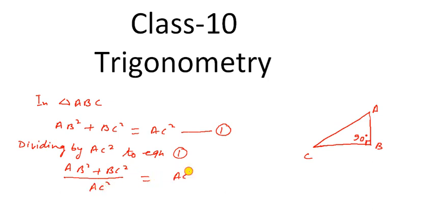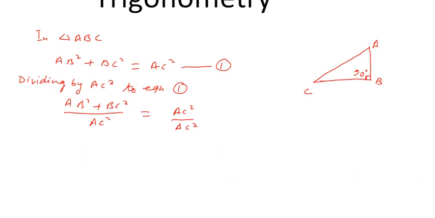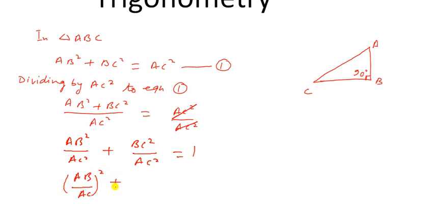So what will happen here? AC squared upon AC squared. Now AC squared will cancel out to each other. Now separate the AC squared on both. That is AB squared upon AC squared plus BC squared upon AC squared is equal to 1. Now once again it is AB upon AC, that is whole squared, plus BC upon AC whole squared. So it becomes 1.